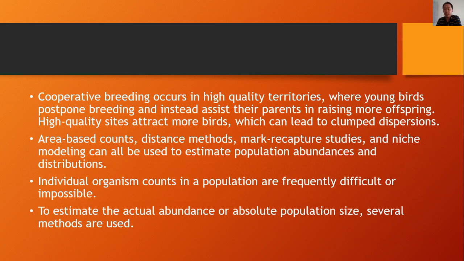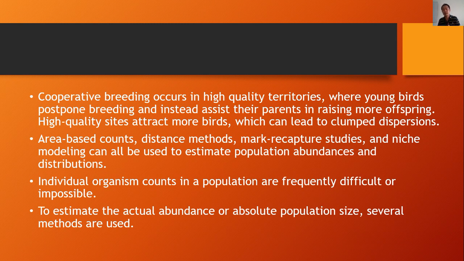Cooperative breeding occurs in high quality territories, where young birds postpone breeding and instead assist their parents in raising more offspring. The high quality sites attract more birds, which can lead to a clumped dispersion. So the population is not allowed to go out of that range; rather, they are being invited to stay within that environment, where the population grows because they are helping each other to thrive.